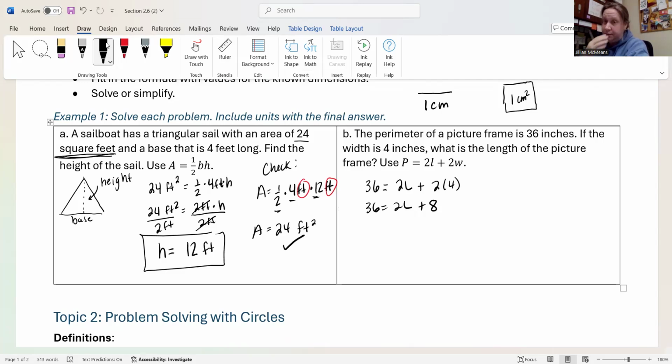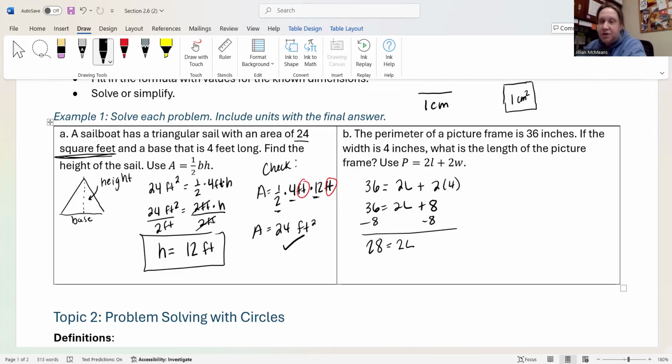And hopefully you remember from previous videos, to move addition, we use subtraction. We're always undoing what has happened to the variable. This variable term has got 8 added to it. We need to move that. So we're going to subtract 8 from each side of the equation. On the left-hand side, we get 36 minus 8, which is going to leave us with 28. And then on the right-hand side, we're just going to be left with 2L because 8 minus 8 is 0, and then 2L plus 0 is just 2L.